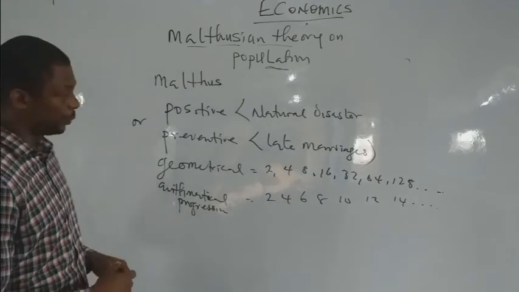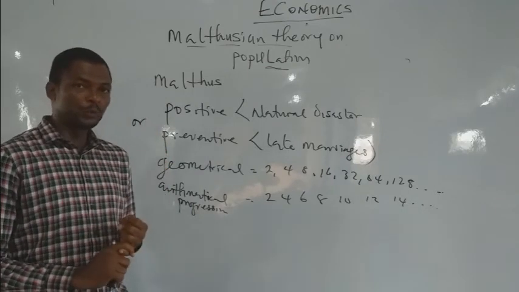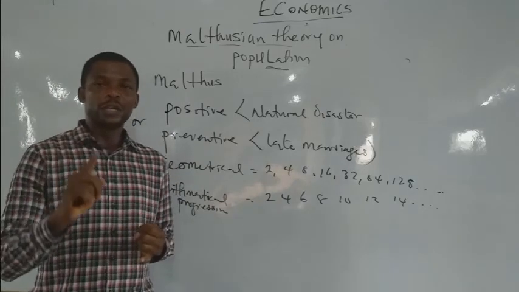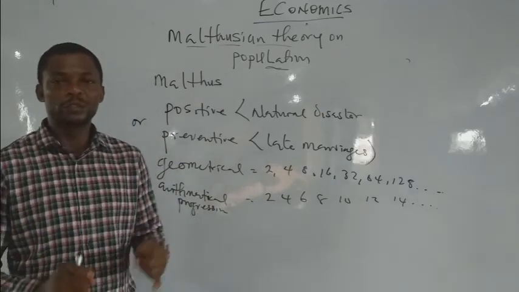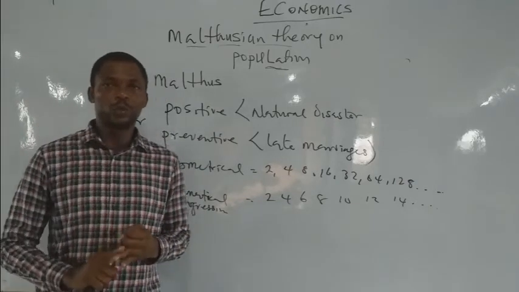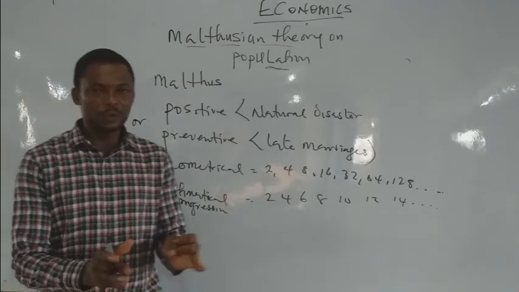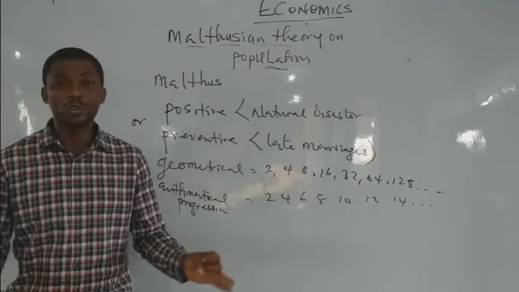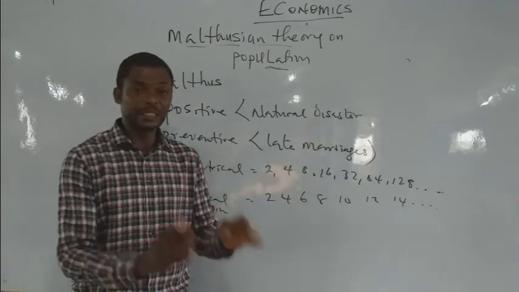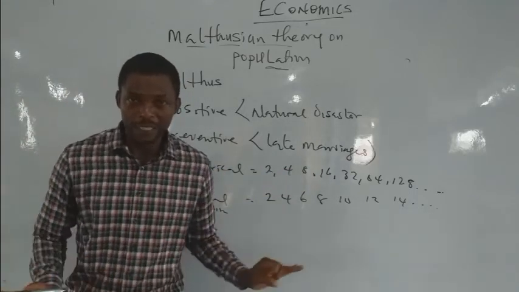Where Malthus was proved wrong, number one, Malthus was proved wrong as a result of international trade. As a result of international trade, a lot of people could now go and buy goods outside. Two, it was also proved wrong as a result of new settlements. So where people were not settling before as a result of congestion, they had to go to those new areas. And the congested area was now decongested. So it was proved wrong in that aspect.